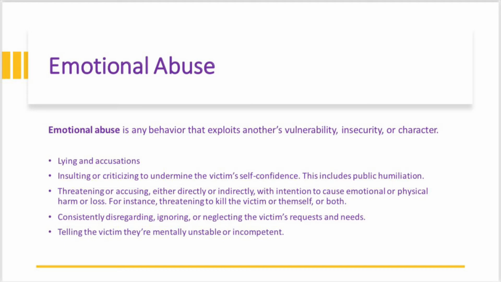Emotional abuse is any behavior that exploits another's vulnerability, insecurity, or character. Some examples of emotional abuse include lying and accusations, insulting or criticizing to undermine the victim's self-confidence. This includes public humiliation. Threatening or accusing, either directly or indirectly, with intention to cause emotional or physical harm or loss. For instance, threatening to kill the victim or themselves or both. Consistently disregarding, ignoring, or neglecting the victim's requests and needs. And lastly, telling the victim they're mentally unstable or incompetent.